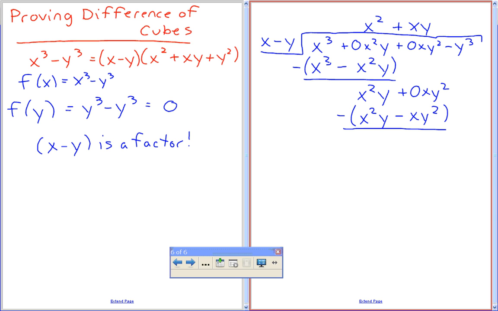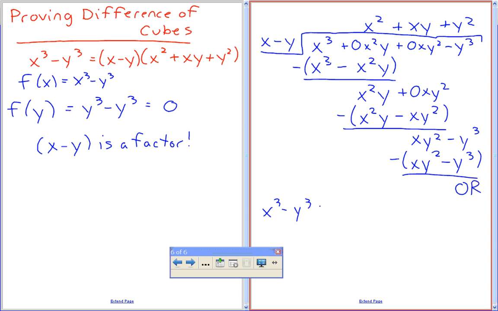When you subtract those two, what are we left with? y cubed. X times what gives you xy squared minus y cubed? Squared, thank you. And it turns into this, and you get a 0. So it turns into x cubed minus y cubed equals x minus y times x squared plus xy plus y squared.